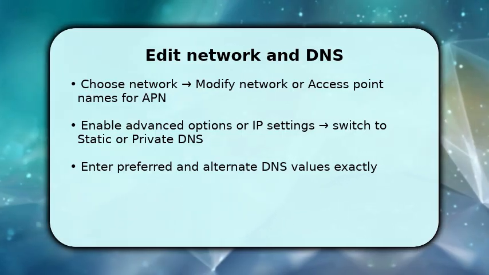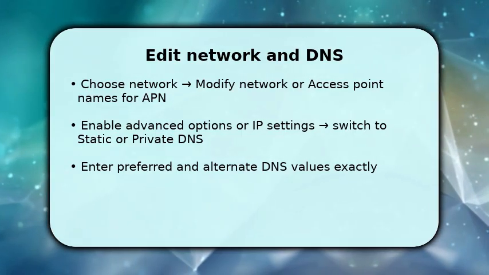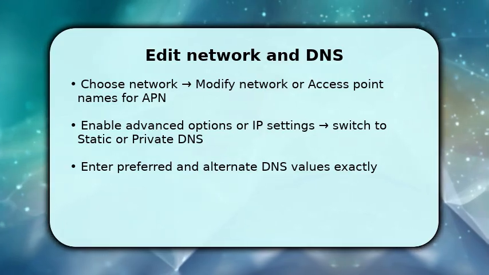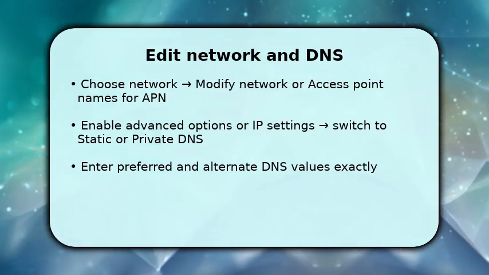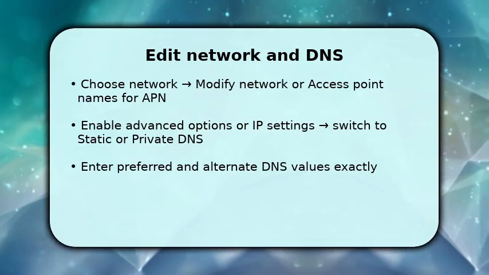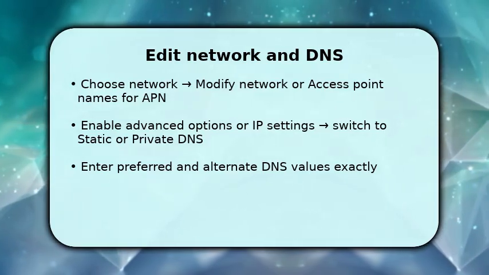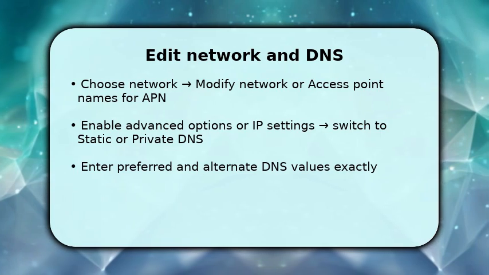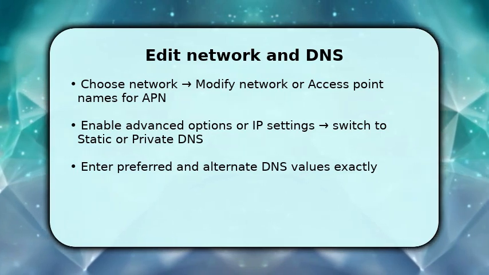Enter the preferred DNS, for example 1.1.1.1, then the alternate 8.8.8.8 into the DNS fields. Once done, make sure to save, tap Save or the check mark, so the OS applies the new DNS immediately.